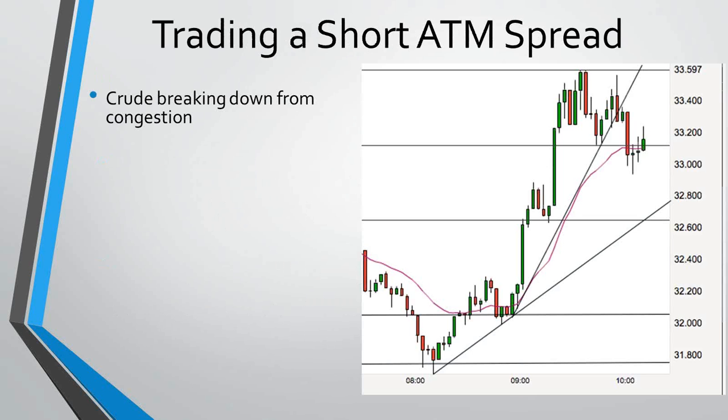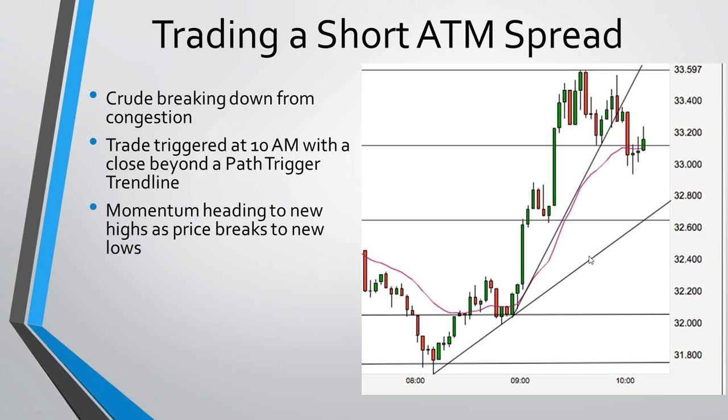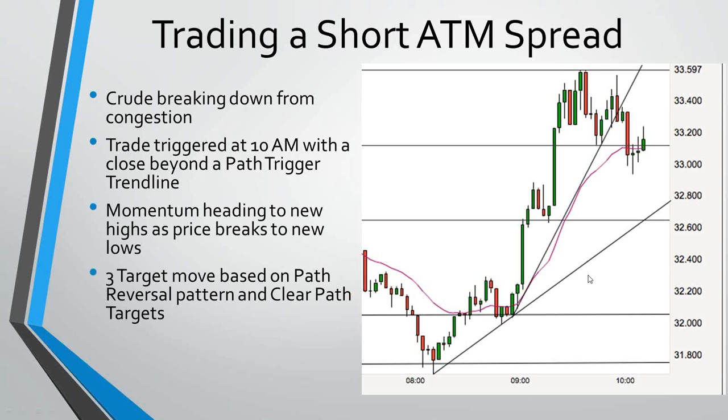All right, here is crude breaking down from congestion. You see congestion up here, and crude is breaking down through a trend line. We've got a trade triggered at 10 a.m. with a close beyond a Path trigger trend line, which is this one right here. Momentum is heading to new highs as price breaks to new lows. We have a 3-target move based on a Path reversal pattern and clear Path targets. The targets of this particular trade in crude are 32.65, 32.05, and 31.75. And we have rising volatility on the sell-off.